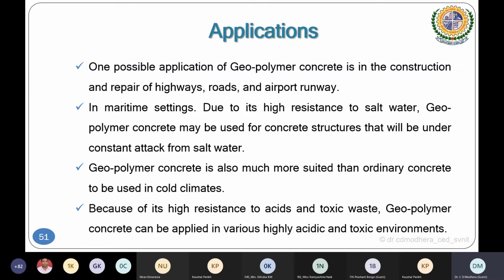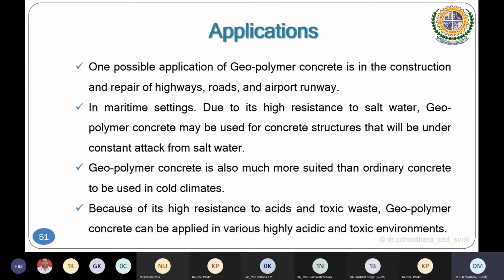One possible application of geopolymer is the construction and repair generally of highways, roads, and airport runways. Another is the maritime setting. Due to its high resistance to salt water, geopolymer concrete may be used for concrete structures that will be under constant attack from salt water. So salt water is again a danger for the same. Geopolymer concrete is also much more suited than ordinary concrete to be used in cold climates. That is one thing.